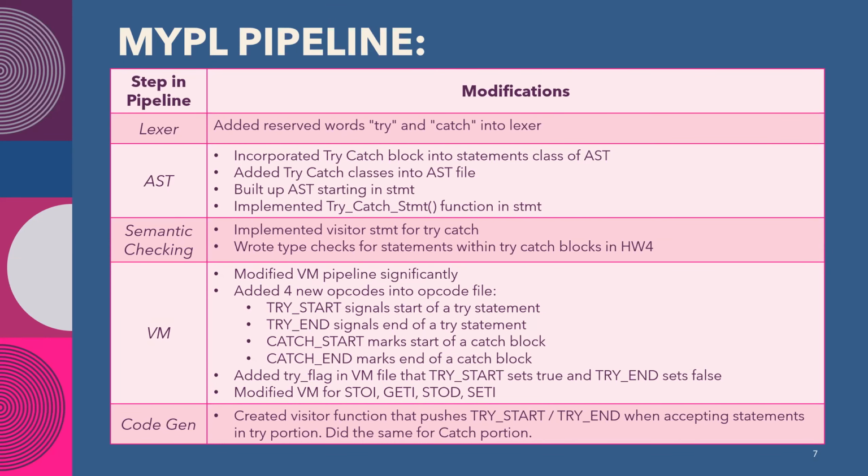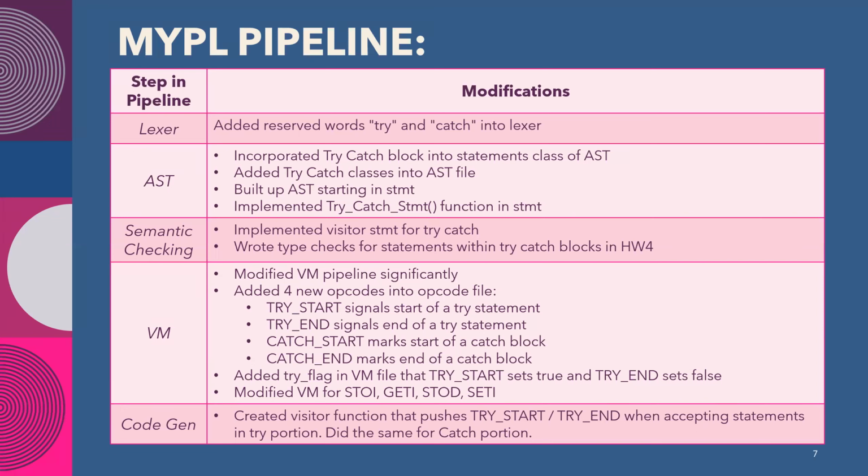And then I had started to build up the AST starting in the statement function, so it would look for the try catch token and then it would jump right into the try catch statement function that I implemented. So it basically just eats the try reserve word, eats a brace, and then calls statement again until there's no more statements, obviously. Eats a right brace, and then it repeats the whole thing for the catch block.